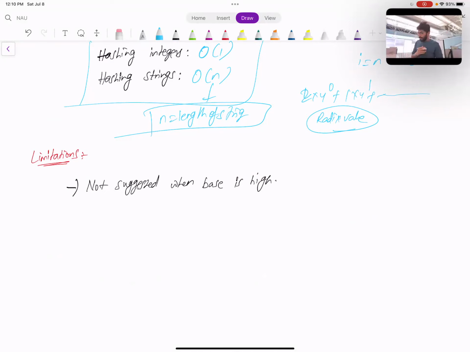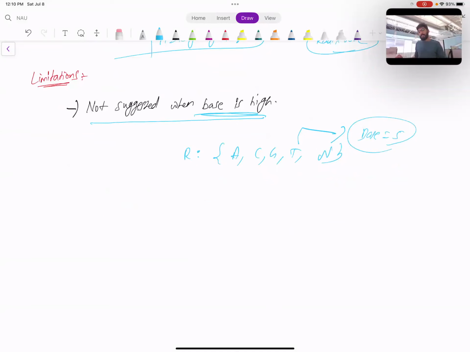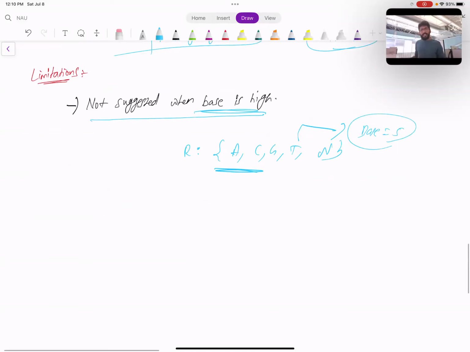It is definitely not suggested when your base is high. Now, what does that mean? When we are working with bioinformatics or the human genome, what was our alphabet set? Maximum, it was only 5 characters, correct? Now, when I say the base is high, what does base mean? Base is the number of characters, right? Base is 5 here. So when the base is high, it means you have a larger number of characters.